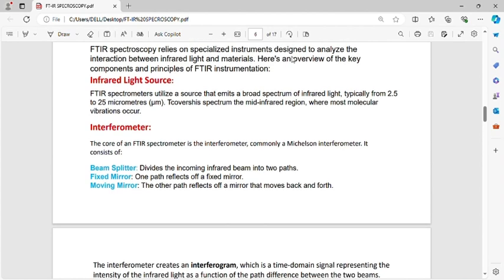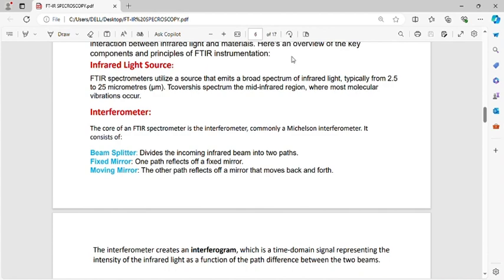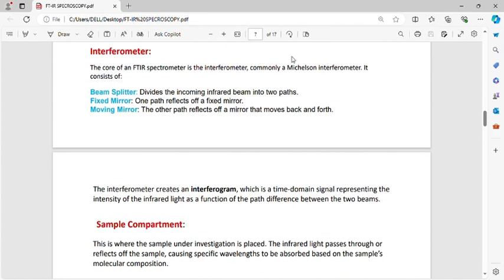Interferometer. The core of the FTIR spectrometer is the interferometer, commonly a Michelson interferometer. It consists of a beam splitter, which divides the incoming infrared beam into two parts, a fixed mirror, and a moving mirror. One path reflects off a fixed mirror, the other path reflects off a mirror that moves back and forth. The interferometer creates the interferogram, which is a time domain signal representing the intensity of the infrared light as a function of the path difference between the two beams.